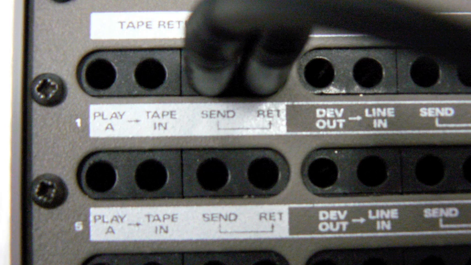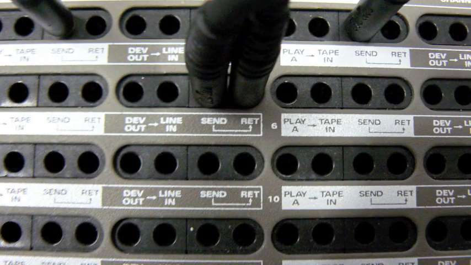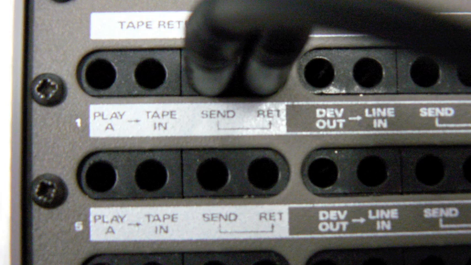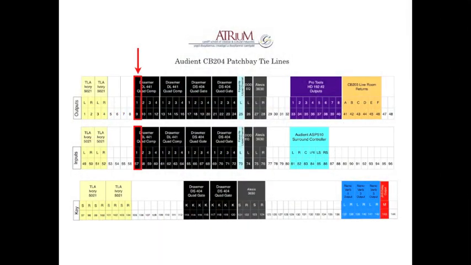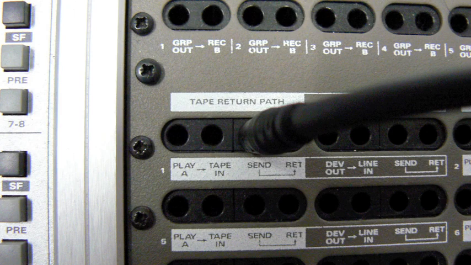You'll need to decide whether you want to insert your processor on the tape return path or on the channel path. The channel path allows us to insert a processor over a microphone when it is recording. This means your processor settings cannot be undone. Therefore, it is advisable to insert your processor on the tape return path, where settings can be adjusted after the recording has happened. So in this example, we will insert a drama gate on the tape return path.